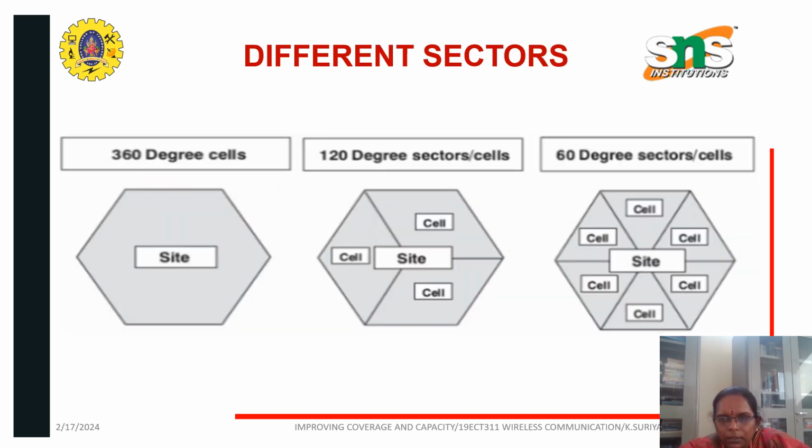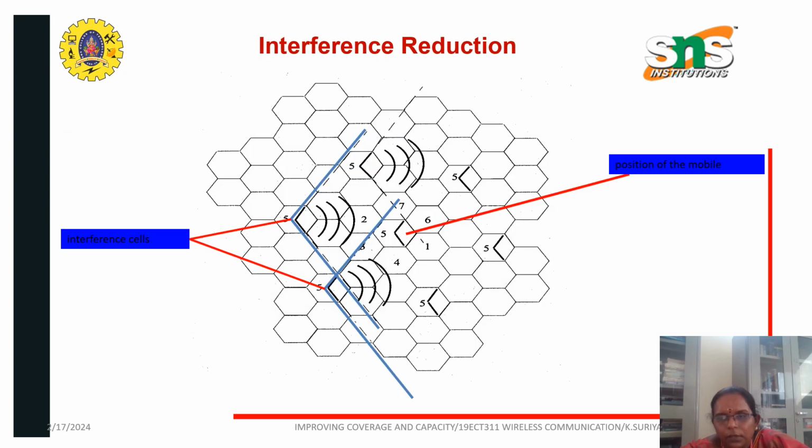So this is a diagram which shows the different sectors. A 360-degree cell means only a single cell. 120-degree sectors means you'll be having three cell sites. Each cell site will have one directional antenna. And for the 60-degree sector, you will be dividing it into six cell sites, with each cell having a directional antenna.